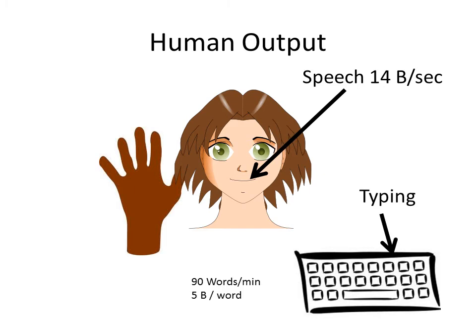Okay, typing. You can type about 90 words per minute if you're a good touch typer. The world record is 216, but there are almost nobody can do that. And again, we've got 5 bytes per word. So if we type, we're at 7.5 bytes per second. Almost half the speed of our ability to talk.